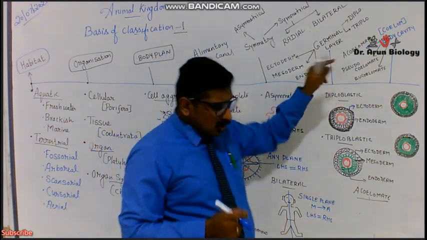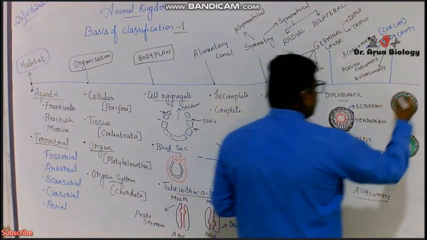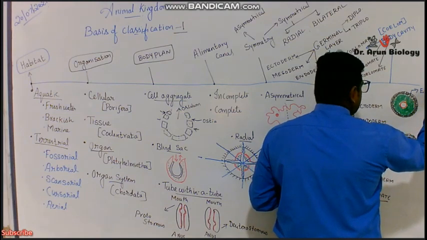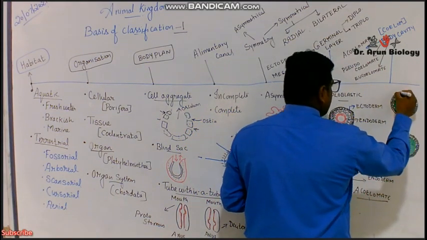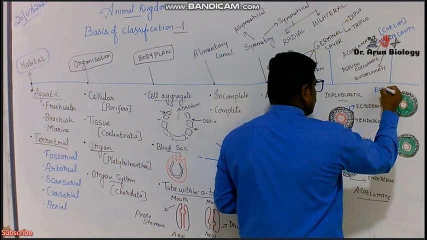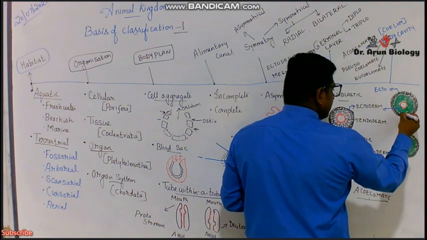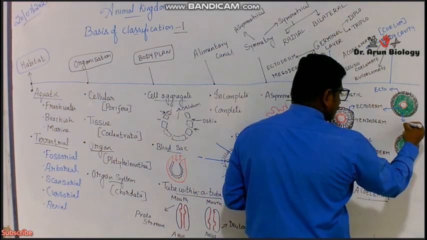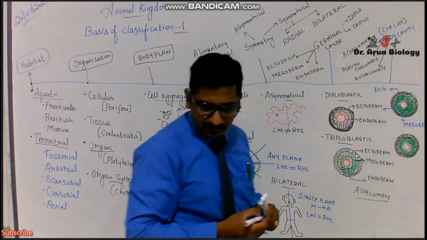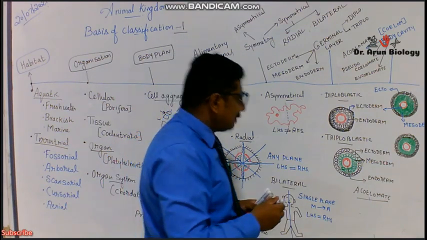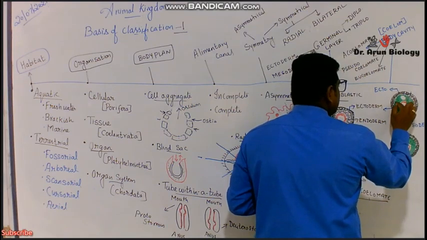Next is pseudocoelomate. What do you mean by pseudocoelomate? In this group of organisms we have the outer layer called the ectoderm. We have the inner layer called the endoderm also. Then we have the middle layer called mesoderm also. We have all three layers, so they are triploblastic. But in the mesoderm, the body cavity is there in the form of scattered pouches.